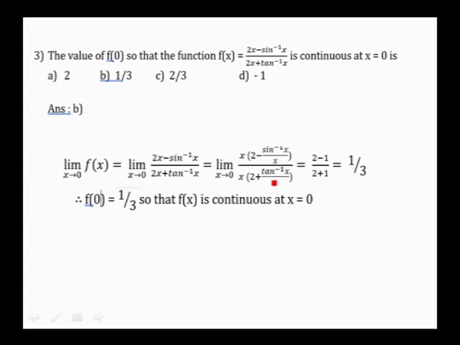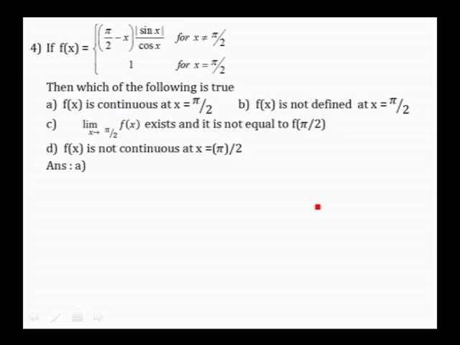Tan inverse x by x, we have already discussed in the limits that tan inverse x by x as x tends to 0 is 1, and sin inverse x by x as x tends to 0 is also 1. So (2 minus 1) over (2 plus 1), that is 1 by 3. So f(0) is 1 by 3, so that f(x) is continuous at x equals 0. I must take the value of f(0) as 1 by 3. Then only we say f(x) is continuous, because limit of f(x) as x tends to 0 must be equal to f(0). So f(0) must be 1 by 3. Option is B.